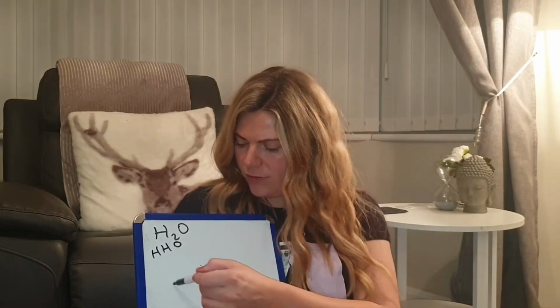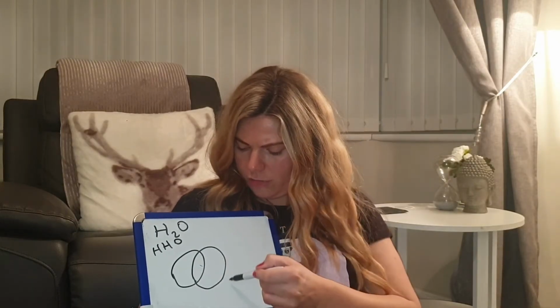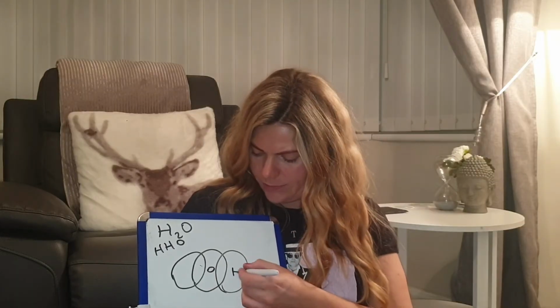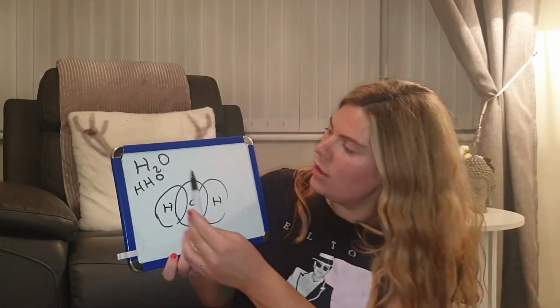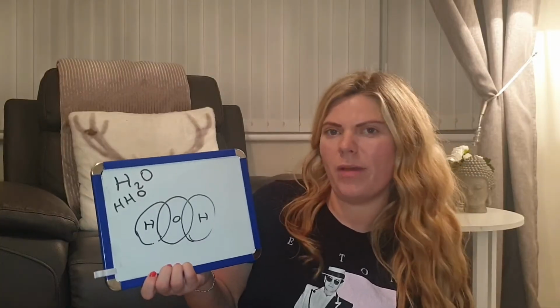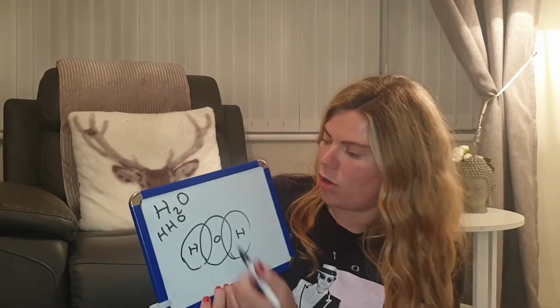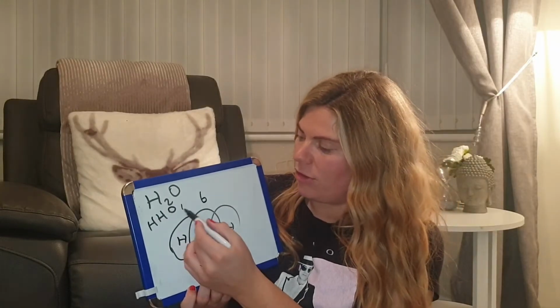Because there's 3 atoms involved this time, we draw 3 circles like so. The odd one goes in the middle, which is the O, and they are our circles. So oxygen, if you can remember, or you can find it on the periodic table, is in group 6. And these hydrogens are both in group 1.